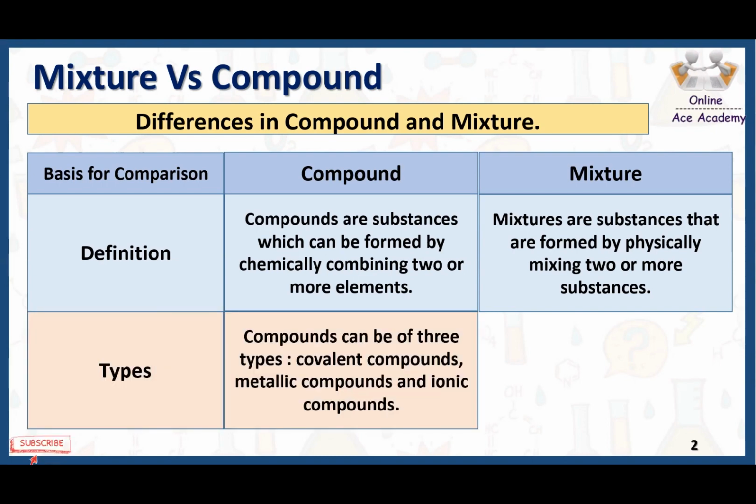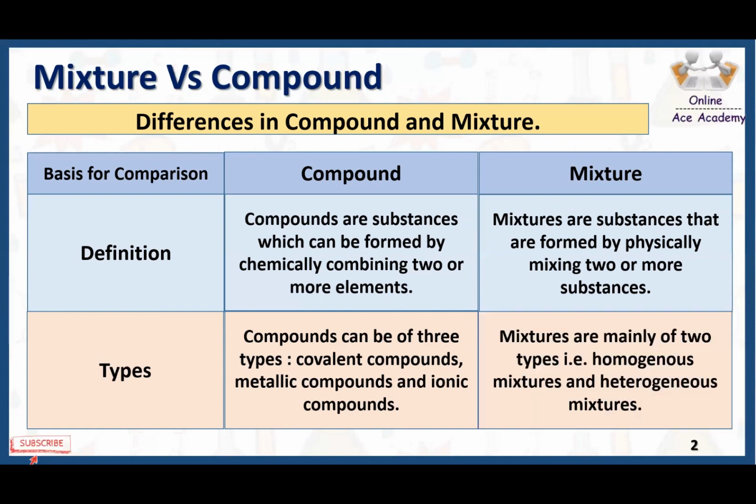There are different types of compounds. Compounds can be of three types. They can be covalent compounds, metallic compounds, or ionic compounds. For ionic compounds, say for example, we have NaCl, sodium chloride. In sodium chloride, sodium and chlorine make a chemical bond by losing and gaining electrons, and as a result they make an ionic compound, and NaCl itself is an ionic compound.